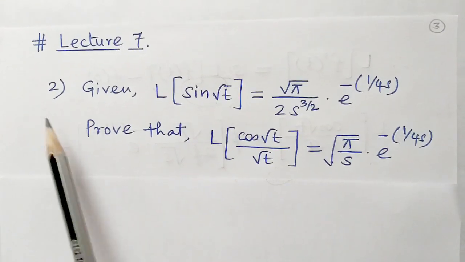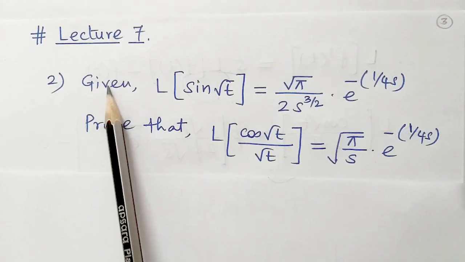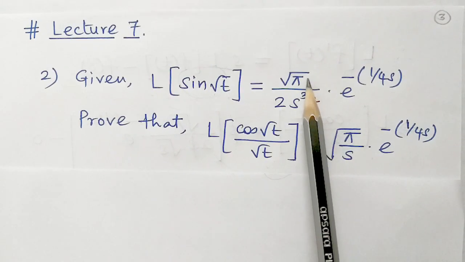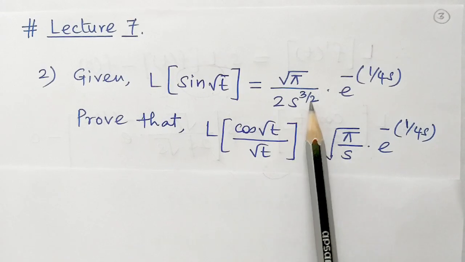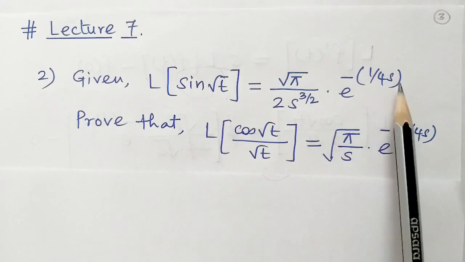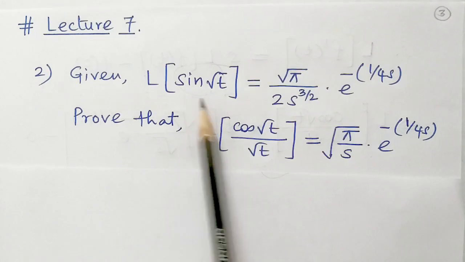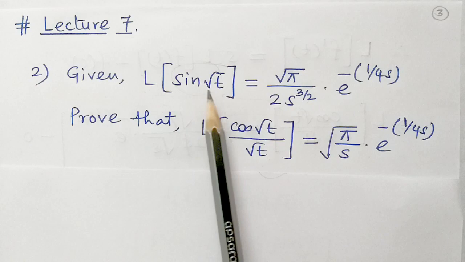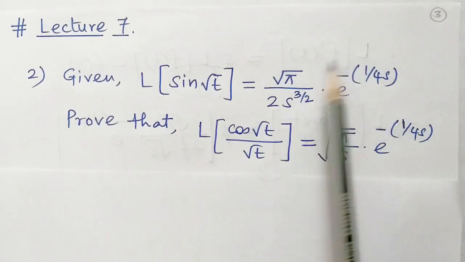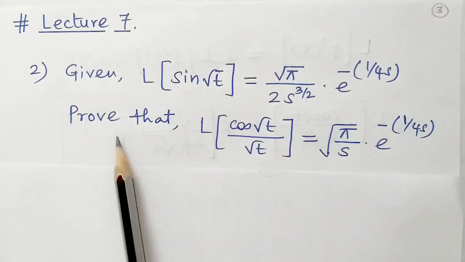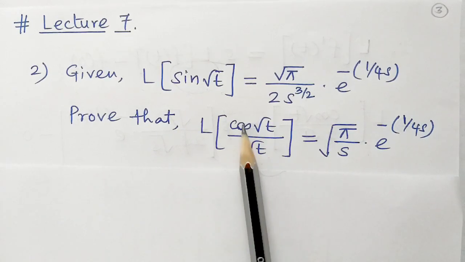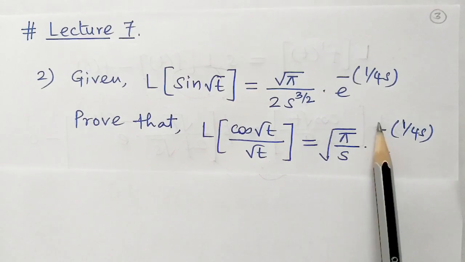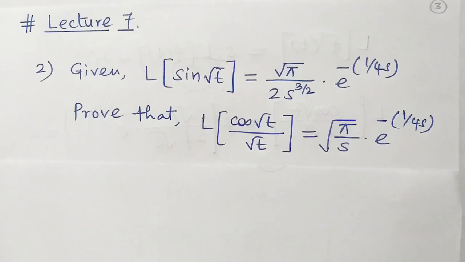Now in the second problem, we are given the quantity Laplace of sine of root t, which is equal to root pi divided by 2s raised to 3 by 2, e to the power of minus 1 by 4s. So this information they have provided. Instead of L of f of t equal to F of s, we have L of sine of root t equal to this right hand side expression. And by using this, we have to prove that Laplace of cos of root t divided by root t is under root of pi by s, e to the power of minus 1 by 4s.